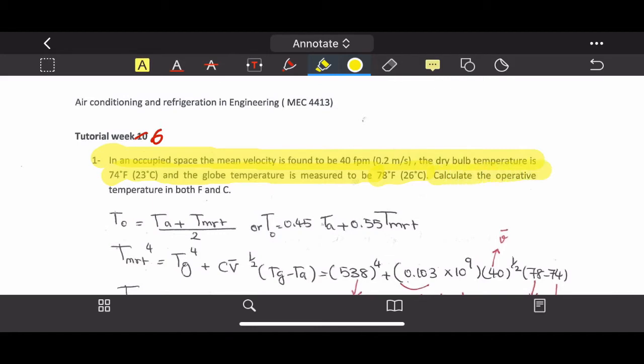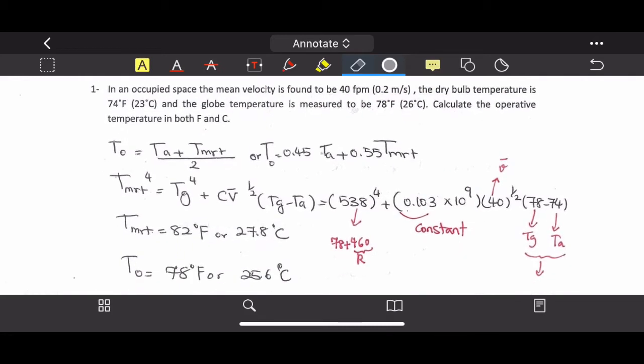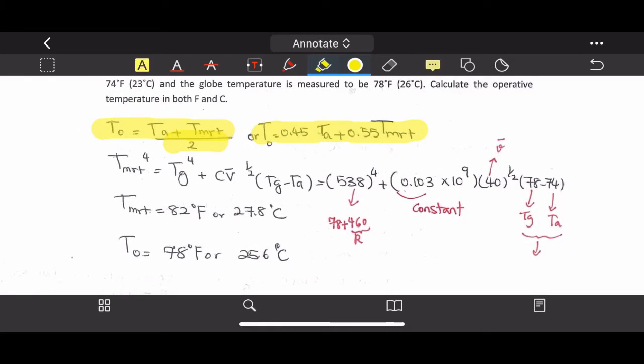So we need to calculate the operative mean temperature as discussed in the lecture notes. The equation you need to use is TO equals TA plus TMRT divided by 2. We have to find the average. Also there's an equation that TO is equal to 0.45 TA plus 0.55 TMRT. Between these two you can use either of them. If you go back to our notes, to calculate TMRT, you need to use this equation.